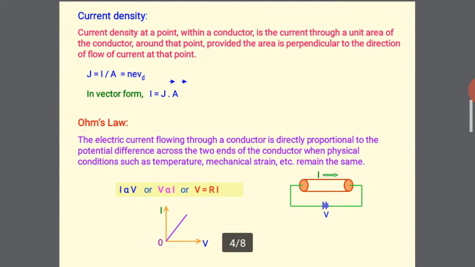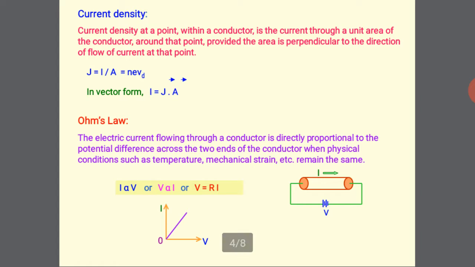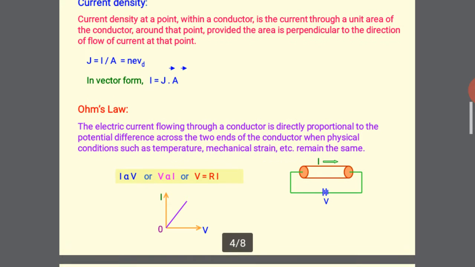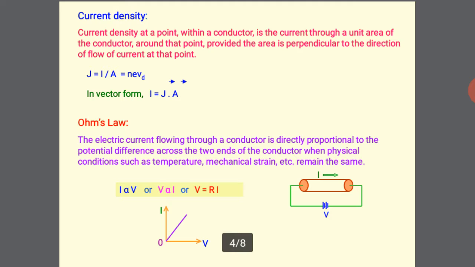Now our next topic is current density. Current density at a point within a conductor is the current through a unit area of conductor around that point, provided that the area is perpendicular to the direction of current at that point. It is denoted by J, and J = I/A, or it can be written as J = NeVd. It is a vector quantity and it is also a characteristic property.